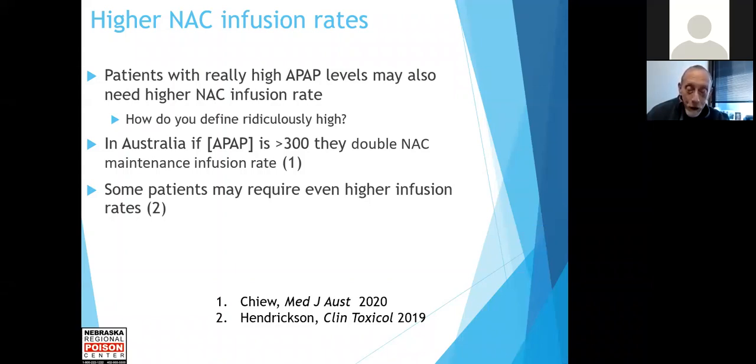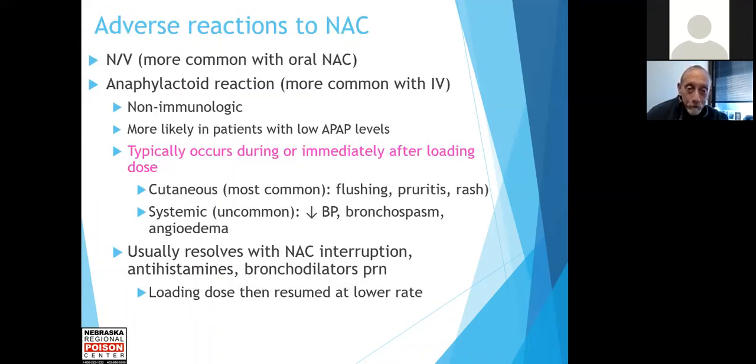And you may need even more than that if you present with a super high concentration, let's say you present with an acetaminophen concentration of 600 with a serum acetaminophen. So it's not very common, but I did provide some references for that. So people occasionally do that. And there's some debate as to where those cutoffs are.